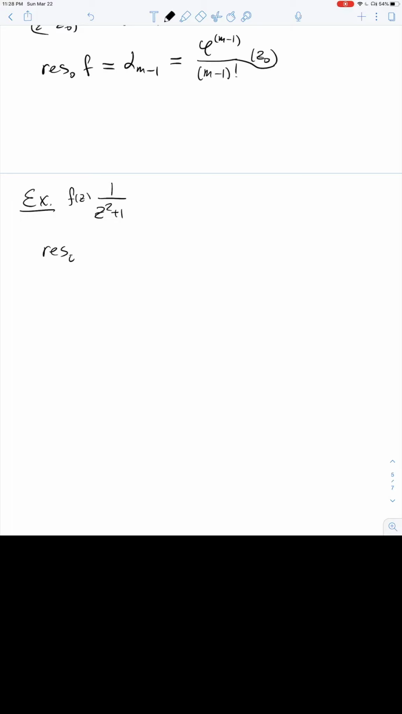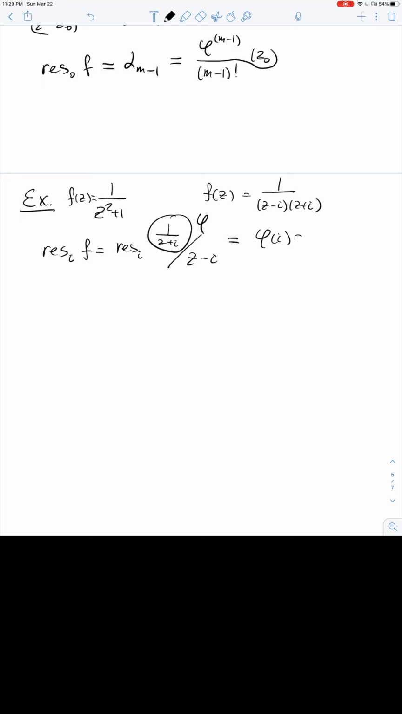So that's f of z. So f of z is equal to 1 divided by z minus i times z plus i. Okay, so it's residue at i. Let's write it like this: 1 over z plus i, divided by z minus i. This will be my phi. Phi is nice and analytic at i. And now we know that it's just going to be phi of i, which is 1 over 2i.